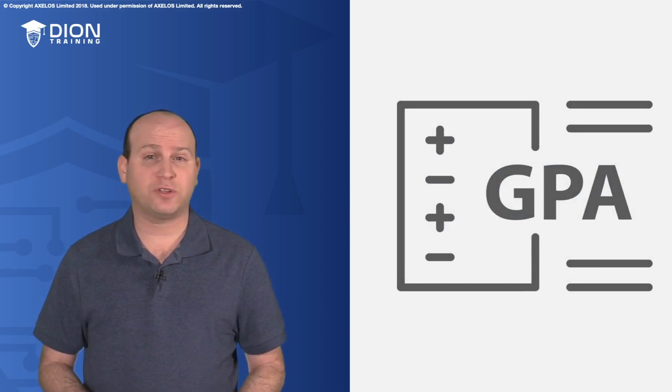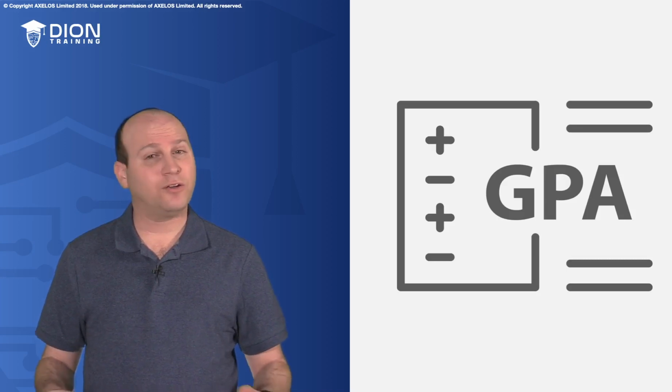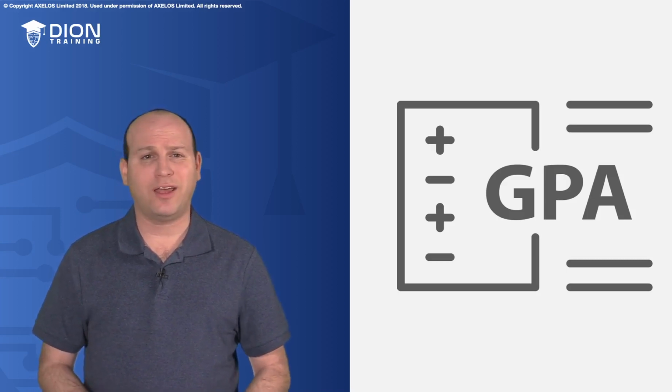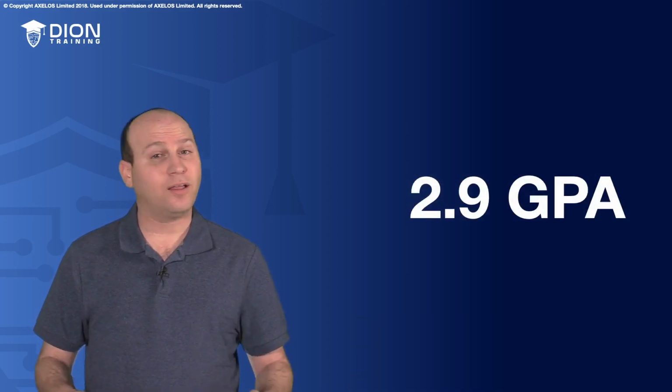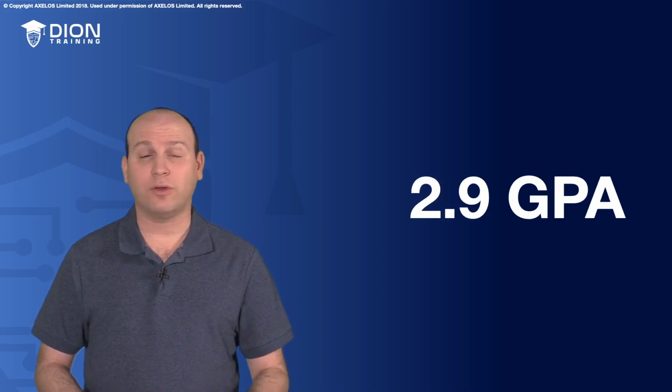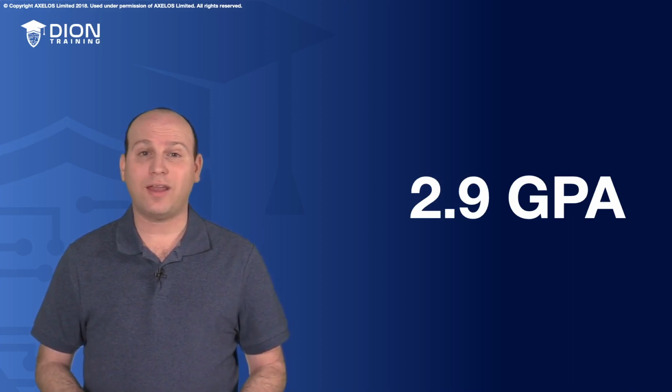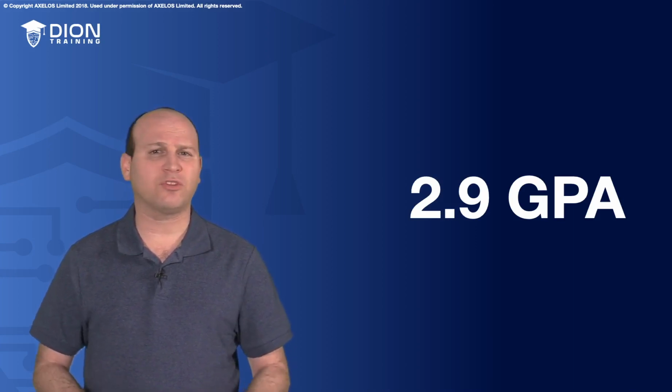Now, you just finished your first semester and you got your grades back. Unfortunately, you didn't do as well as you thought, and you earned some B's and some C's. Now you're looking at your grade point average and you see that you earned a 2.9. That's the second step. Where are we now? We're at a 2.9.